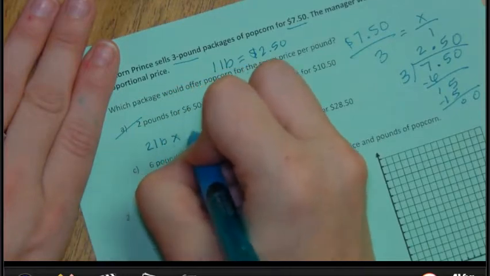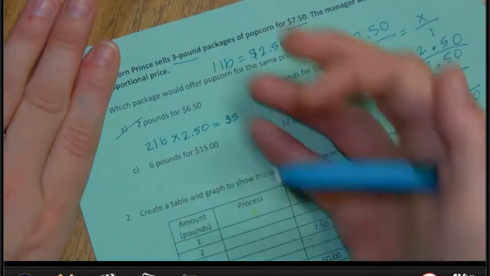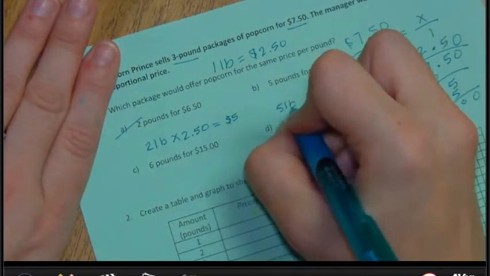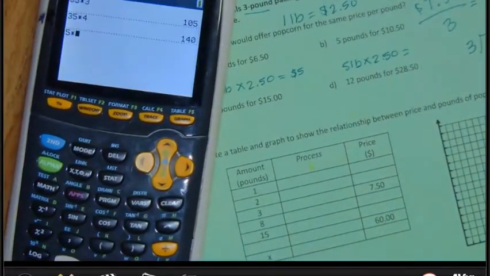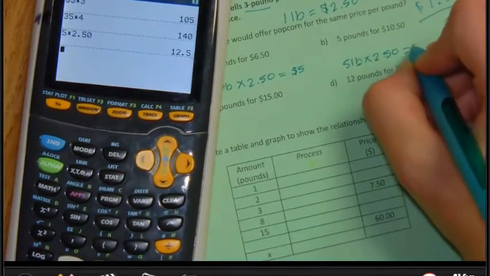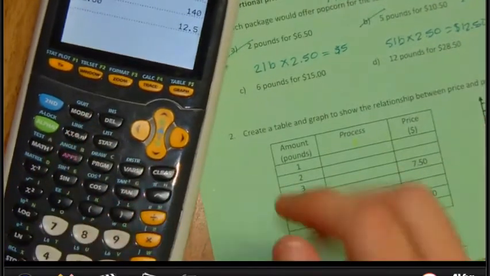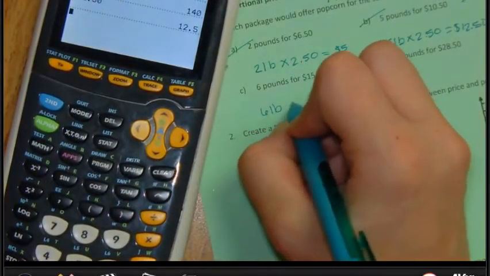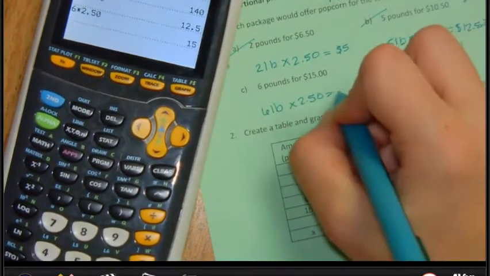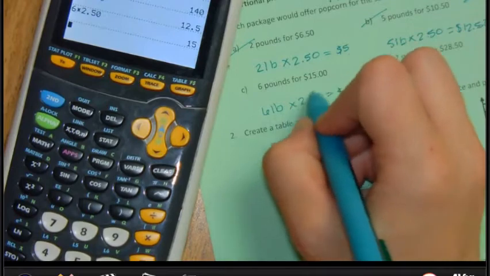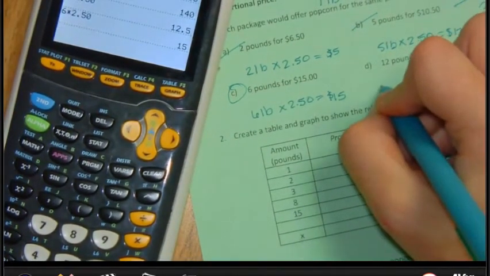Because I know that 2 pounds times 2.50 is equal to $5. Okay. Well, let's see. 5 pounds times 2.50. What is that going to equal? Well, 5 times 2.50 should equal $12.50. Is that correct? Nope, B's not correct. All right, so let's try this. 6 pounds times 2.50. Well, 6 times 2.50 should equal $15. Is that correct for letter C? Yep. And then let's check for letter D.